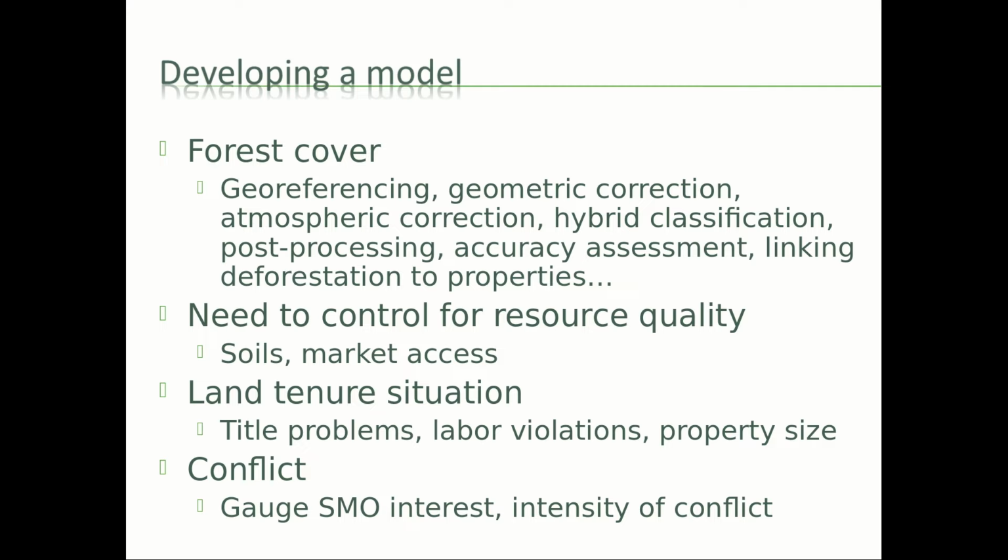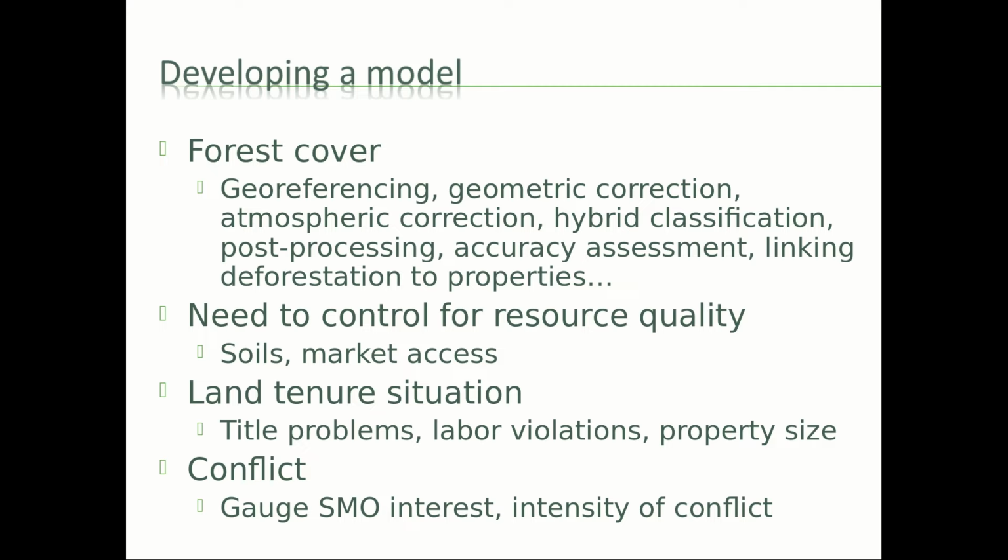You take these raw images, you georeference them so they match the location properly. You correct them geometrically so that every single picture element or pixel in the image is square and located properly. You correct for atmospheric interference, and then you have to take the spectral data, the light reflectance data, and turn that into classified maps. Then you have to do accuracy assessment and link this deforestation to properties. We link the deforestation to properties using a property cadastral, which I showed you a little while ago, 180 polygons representing property boundaries.